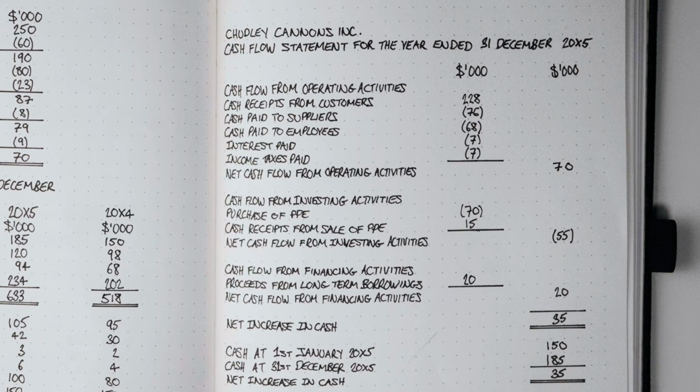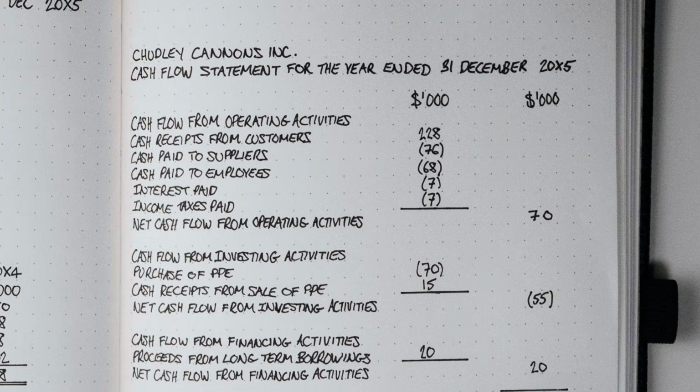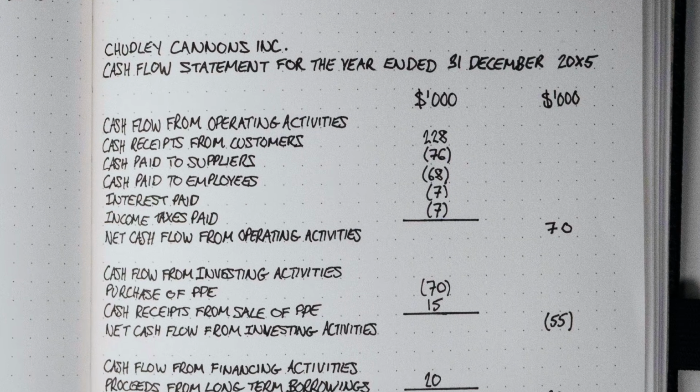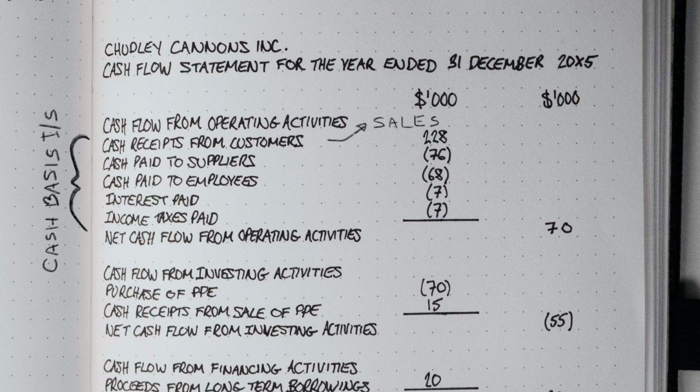We are using the direct method today, so cash flow from operating activities mirrors the layout of an income statement prepared under the cash basis. So we have cash receipts from customers at the top, which reflect our sales, and below that we have cash paid to suppliers, employees, and the rest of the expense types.